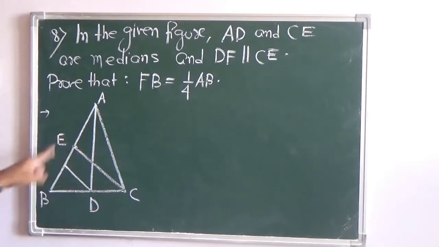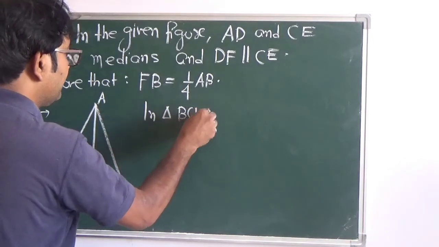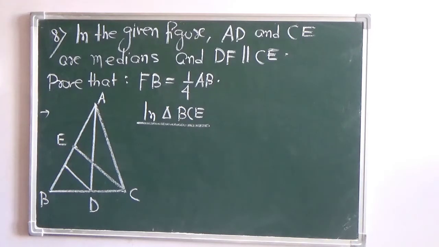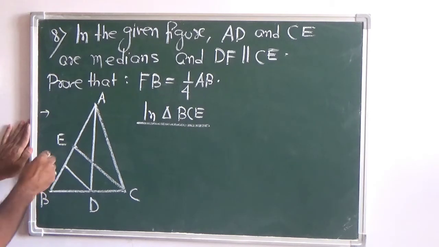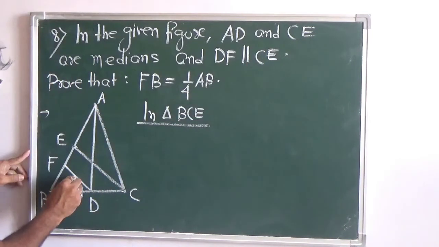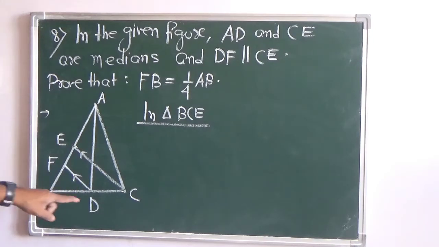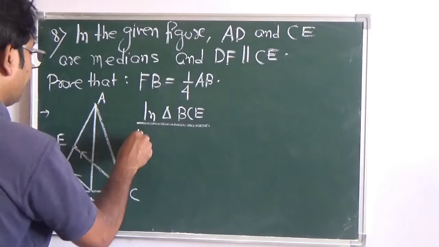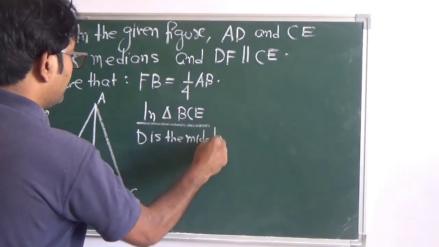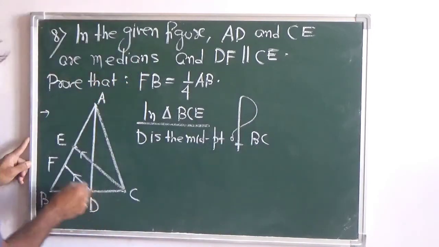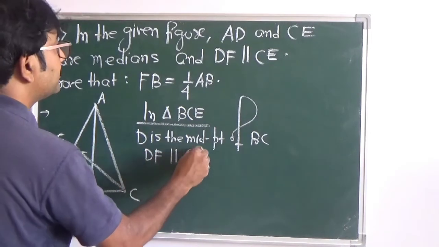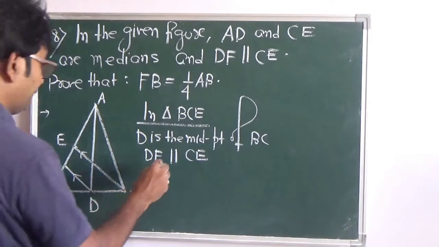Then let us move on to triangle BCE. In triangle BCE, what do you observe? D is the midpoint of BC, right? And DF, this is F. Oh, it is given, I am missing it out. DF is parallel to CE. I have not written it, so a little confusion. So in triangle BCE, D is the midpoint of BC, DF is parallel to CE, which is given. Therefore F is the midpoint of BE.